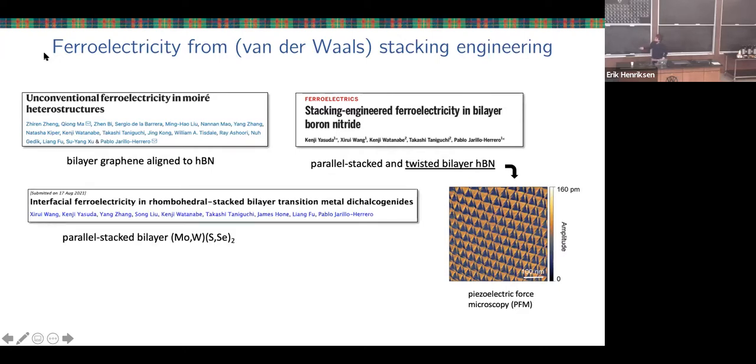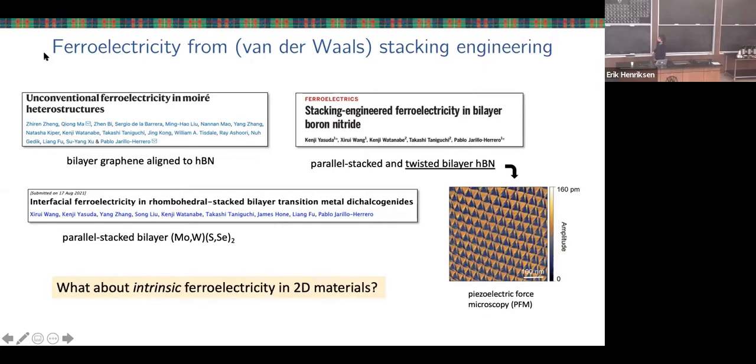And this has also been done, by the way, in all of the transition metal dichalcogenides, so MoWSe2, all of them. And this has all been done recently in Pablo Jarillo-Herrero's group at MIT. Okay, so you can get ferroelectricity intentionally from breaking inversion symmetry by stacking crystals in certain ways.